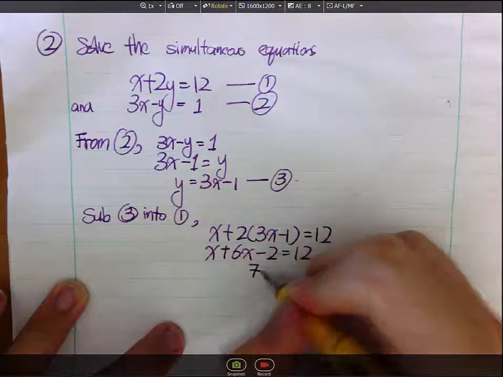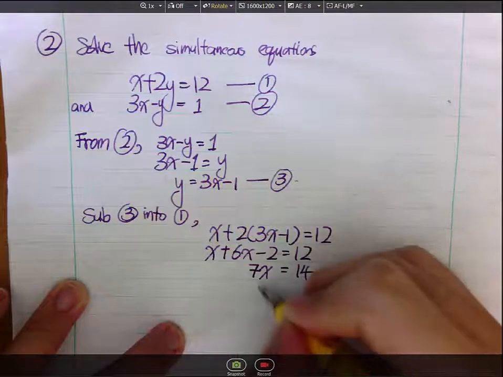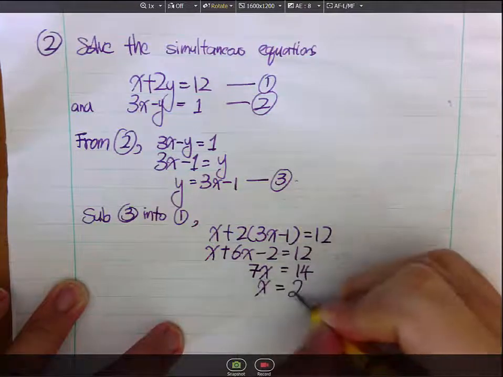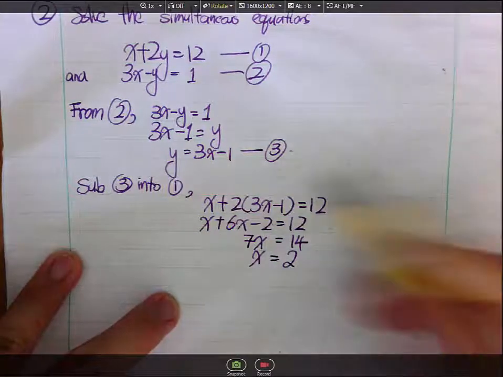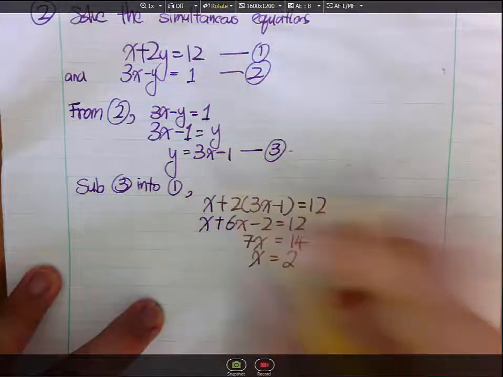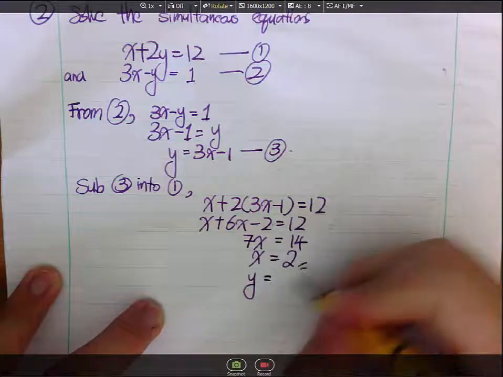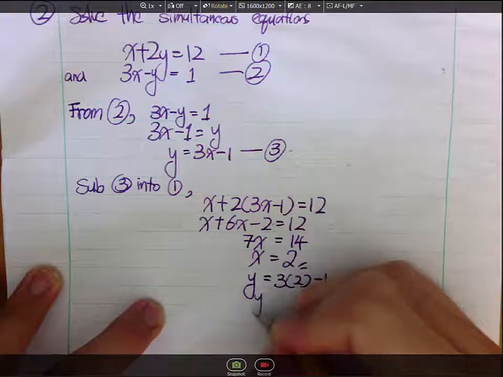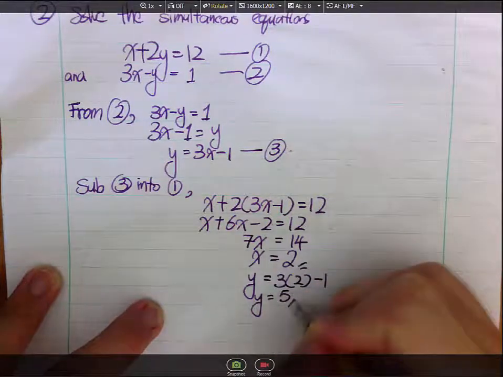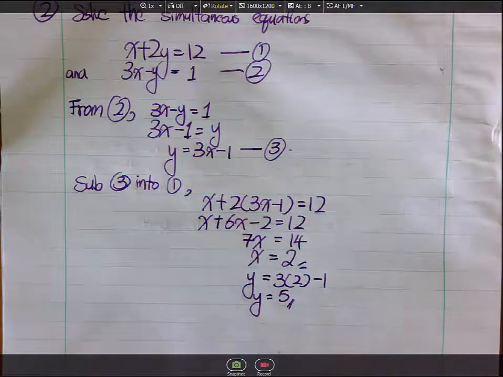We just expand. Then we get 7x is equals to 14. Dividing by 7 on both sides, x is equals to 2. Now we have to solve for y. Again, y can be taken from here. So y is equals to 3 times x, which is 2, minus 1. So y is equals to 5. So for this pair of equations, x is 2, y is 5 solution.